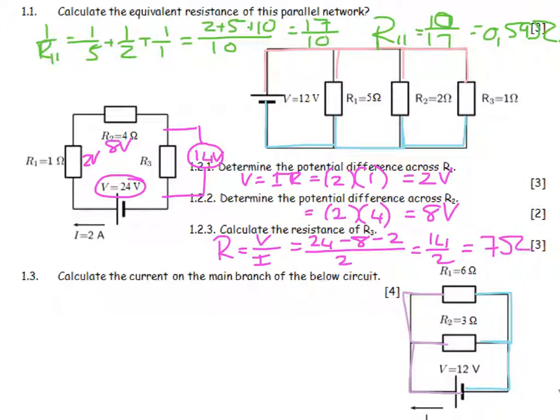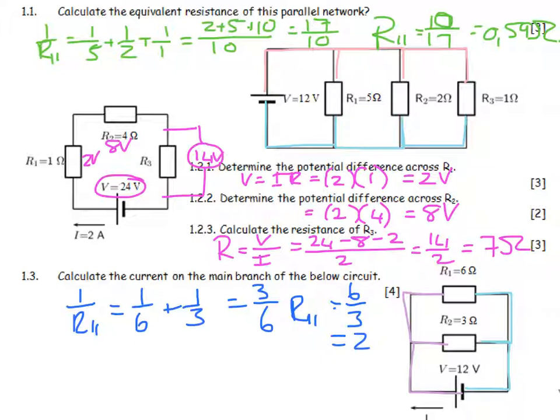over series current of 2, and I land up with 7 ohms. Taking a look at the current on the main branch here, first I'm going to need to work out the parallel network of resistors. 1 over R parallel is equal to 1 over 6 plus 1 over 3, which is equal to 3 over 6, but R parallel is therefore equal to 6 over 3, which is equal to 2 ohms.